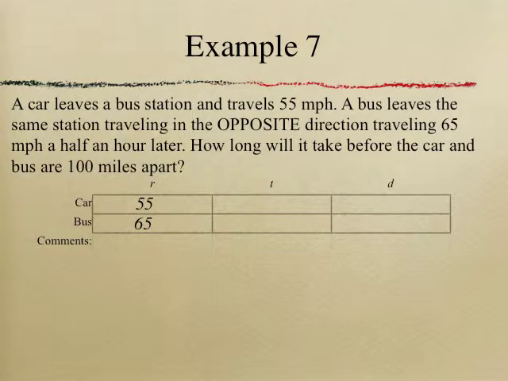Okay, we know that the bus leaves half an hour later. So if the car leaves T, then the bus has been traveling for half an hour less, not plus. The time of day would increase by half an hour, but the travel time, remember T is travel time, not time of day. The travel time of the bus is half an hour less than the travel time of the car. Now, what do we know about the distances?